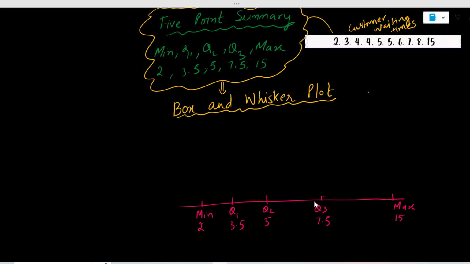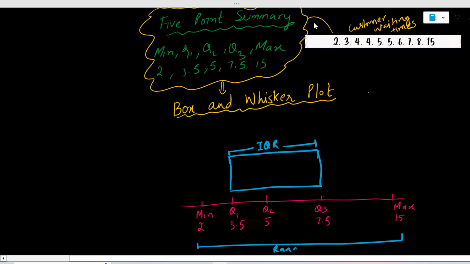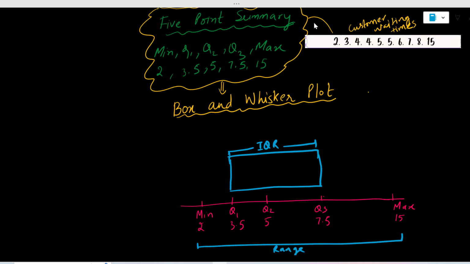Now what we have to do is make a box between Q1 and Q3, a simple rectangle. Perfect. Now can you tell what this box length is representing? This is the IQR, right? It is the difference between Q3 and Q1. That is what IQR is, right? And can you tell what this min to max is representing? This is the range, right?